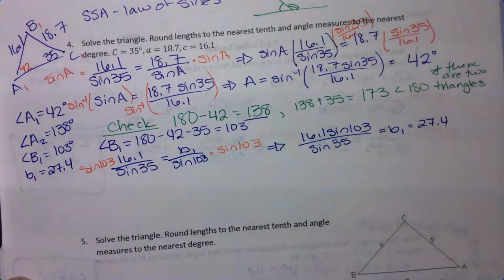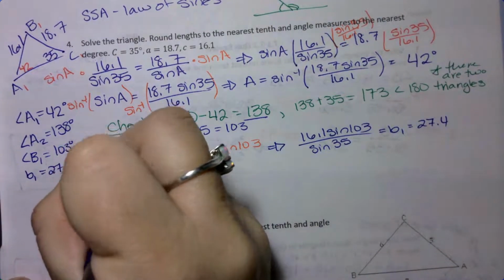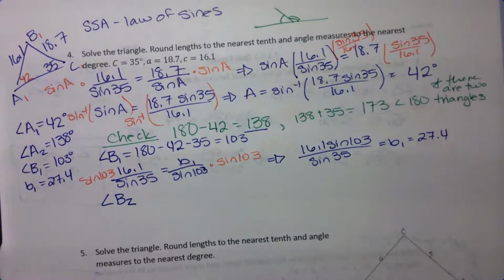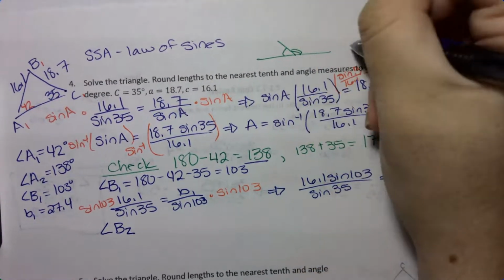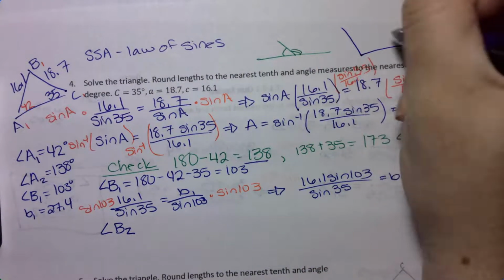Then I need to go ahead and do the same thing for my second triangle. So angle B2, I am going to go draw a rough sketch up above. So this triangle kind of looks more like this.